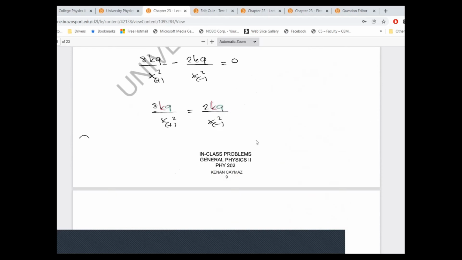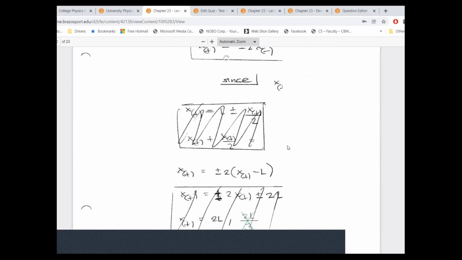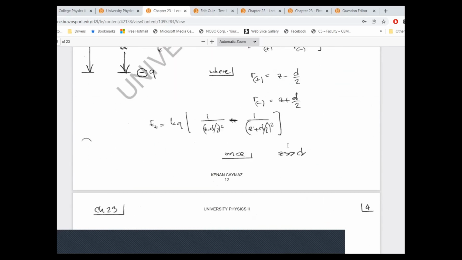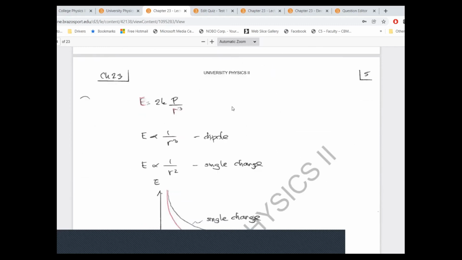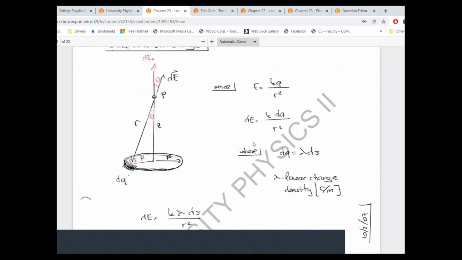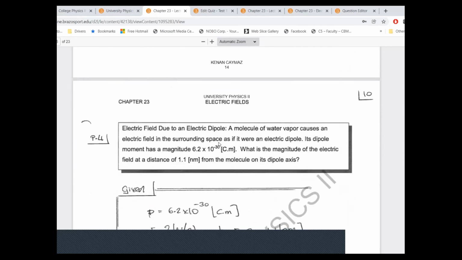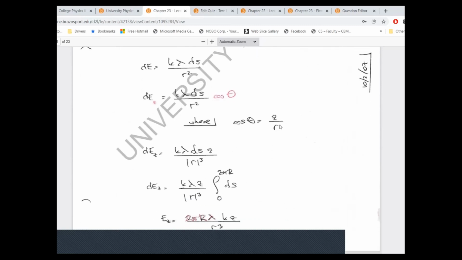This is problem number 3. The problem's done in class. I don't know why this is not showing right now. It's on this computer. The problem's done in class, you should be able to find them here. So here's the electric field due to an electric dipole. And here's how you get to use the formula. Here's the problem, here's the solution. Electric field due to a line charge.